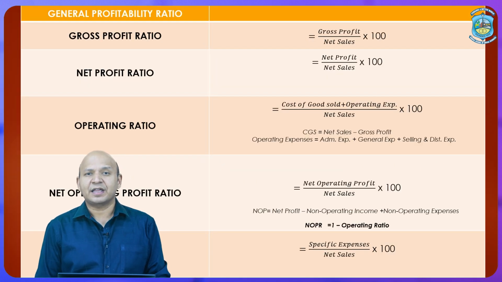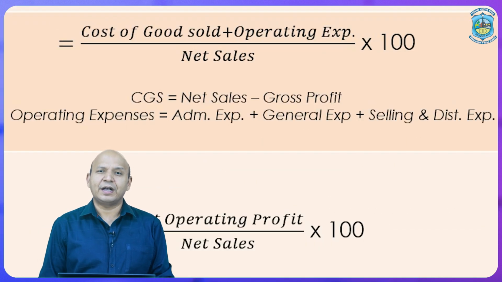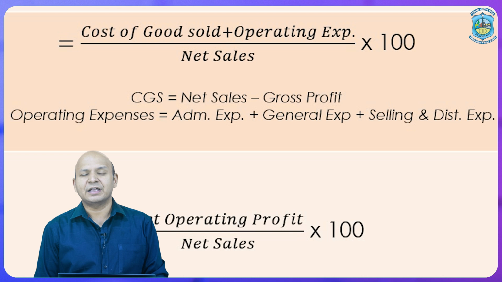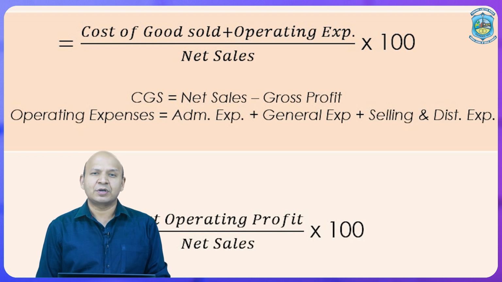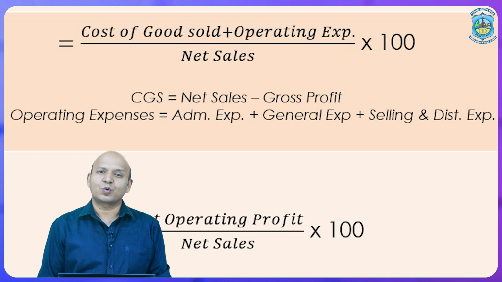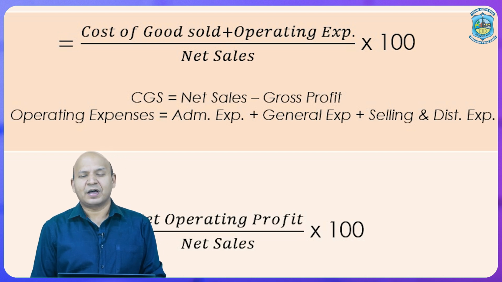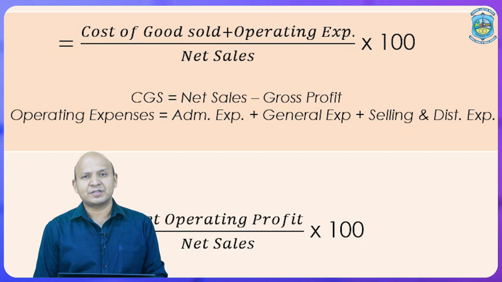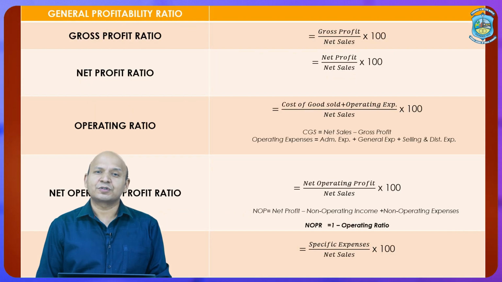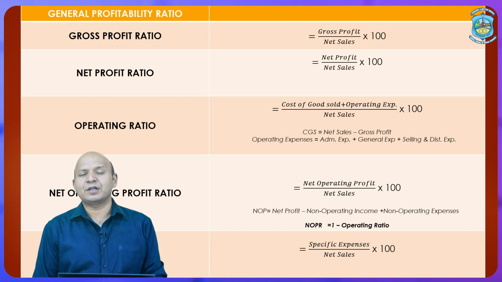The third one is operating ratio. For calculating operating ratio, first of all we need to calculate operating cost. Operating cost is equal to cost of goods sold plus operating expenses. Therefore, for calculating operating ratio, our formula will be cost of goods sold plus operating expenses divided by net sales multiplied by 100. The fourth formula is net operating profit ratio.